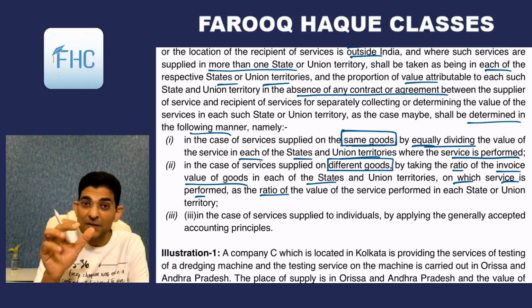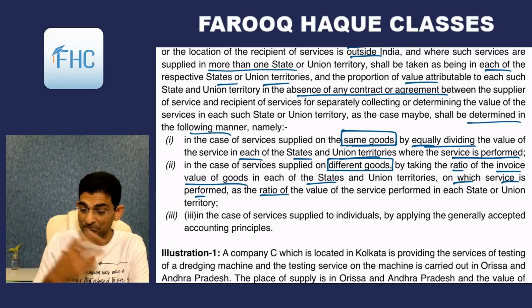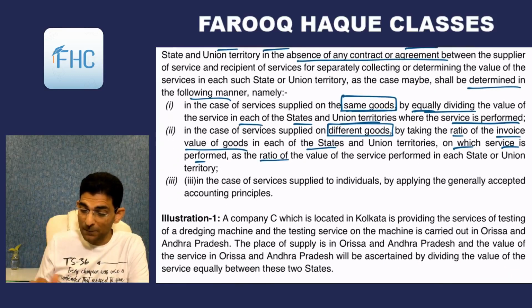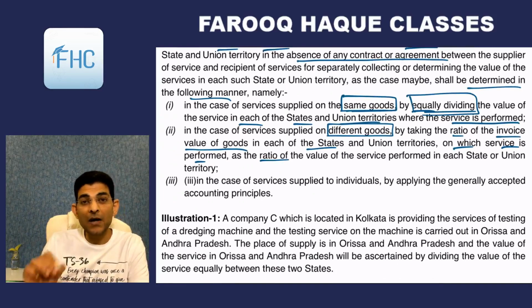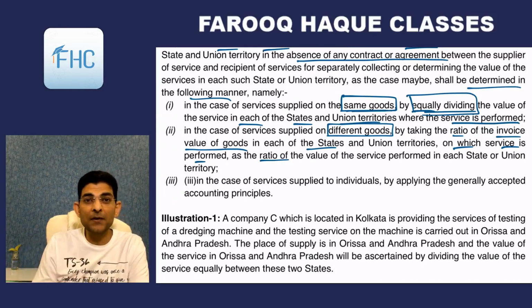So the value of cars will be the ratio for division of my service fee of 1 lakh rupees. Okay, to be remembered: if the goods are the same, then equal division. So if the car is the same, but once I repaired it in Bangalore and after a few days I repaired it in Delhi, then we will equally divide. But if the assets are different, the goods are different, then we will divide in the ratio of its value.